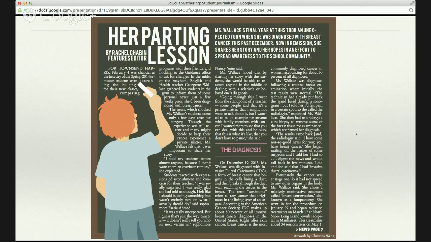Here's an example of a great feature that our writer wrote last year, and they designed this whole layout. This is from our print edition. And I want you to just get a sense of how the narrative is working here. This is how she opens her article. "For Townsend Harris, February 4th was chaotic. As the first day of the spring 2014 semester, students were searching the building for their new classes, comparing programs with their friends, and flocking to the guidance office to ask for changes."